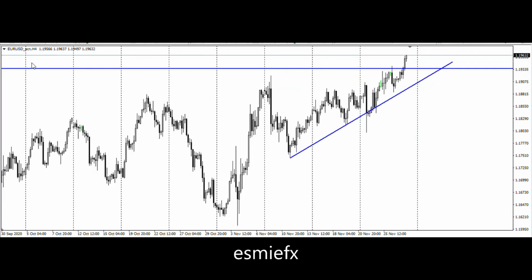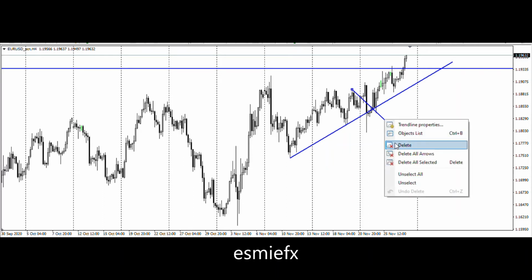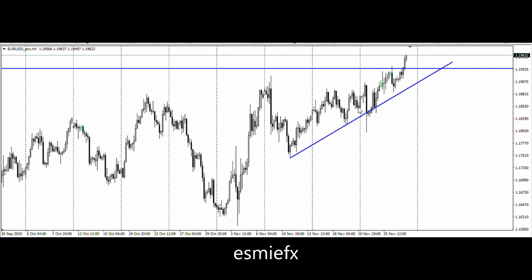This is EURUSD. Last week, this was the trend line that I drew, and I mentioned that if it creates a lower high from here, then I'll draw a trend line this way and look to see how price reacts around this area. But the thing is, it did not do that. What it did was it moved up.